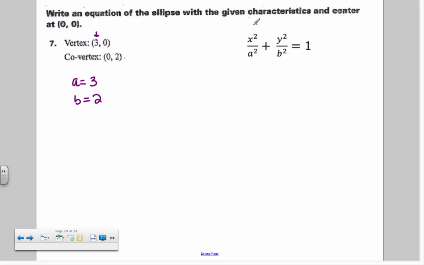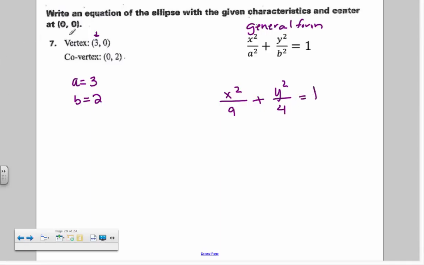Again, this is the general form of an ellipse, so I now just have to plug in what I know A and B to be. I get x squared, and I said my A was under my x because it was in the x portion of the coordinate for the vertex. So A squared is 9. Then I have y squared over my b squared, which here is 2 squared, which is 4, and that equals 1.